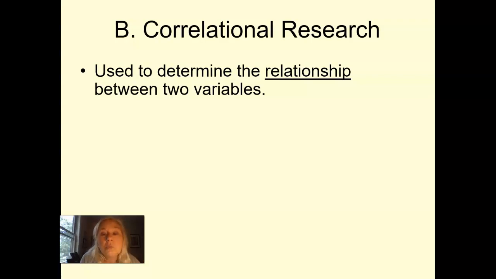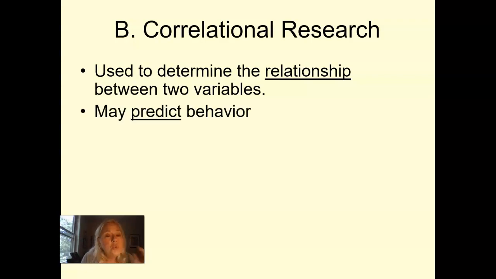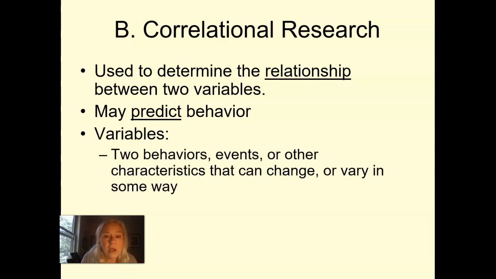But we can look at the relationship between two variables, such as drinking or using cigarettes during pregnancy. So we can predict a behavior or an outcome based on this relationship that we see. What we use is 2 behaviors, events, or other characteristics that can change or vary in some way. That's important to think about because we're going to be using a scatter plot, and I'll show you in a minute, to take a look at the amount of a relationship that we might see.